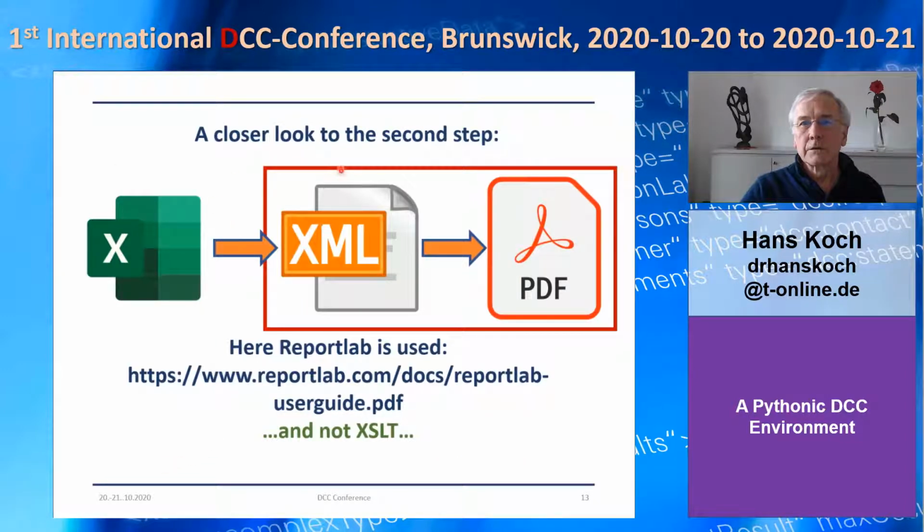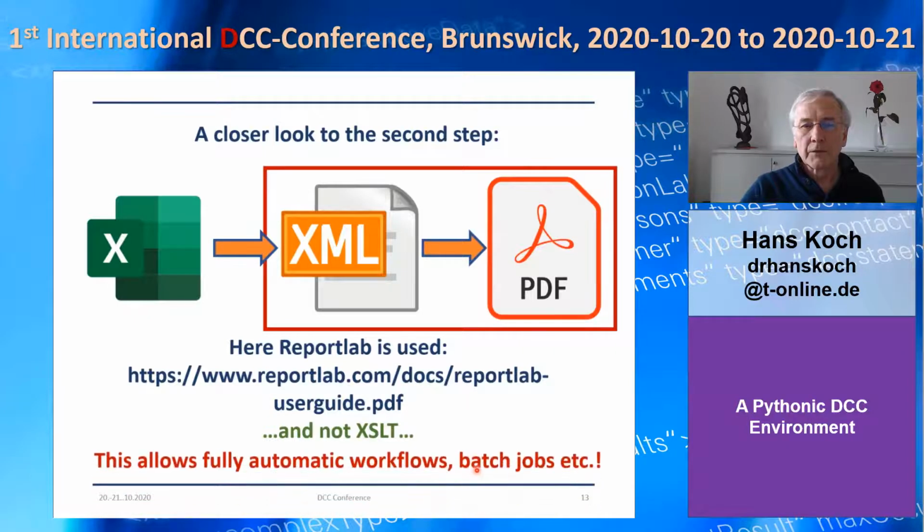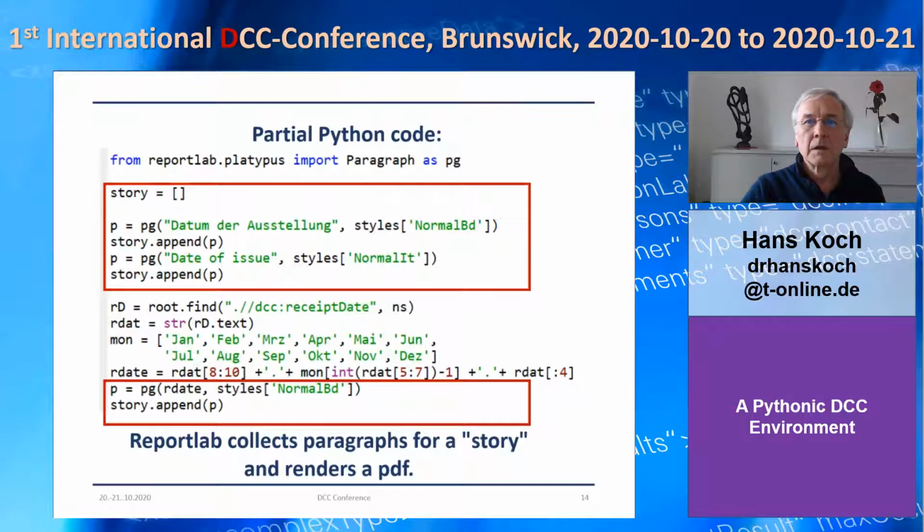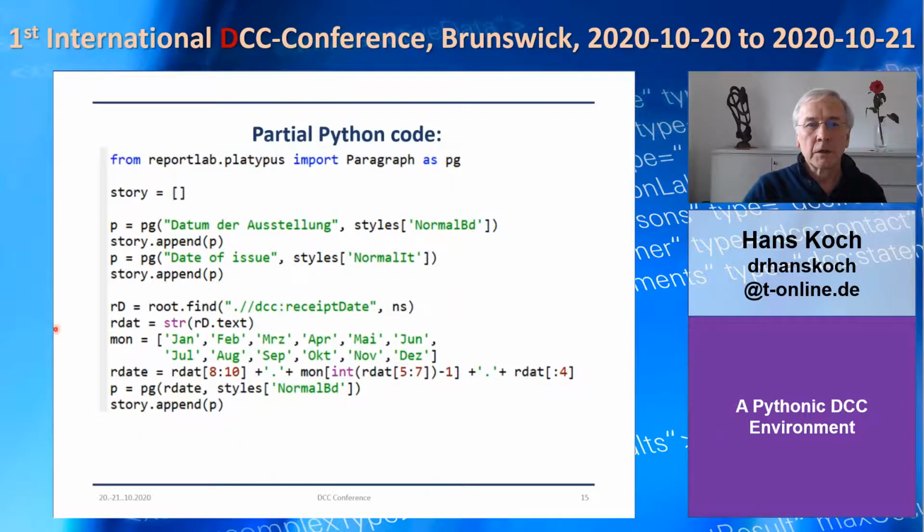So let's have a closer look at the second step. Here I use ReportLab and not XSLT. And this I do because this allows fully automatic workflows, for instance batch jobs and so on. Partial Python code of this is where I use ReportLab and I make a story, and the story is made out of paragraphs, and then this is rendered to a PDF. So this is the highlighted part, the part of the ReportLab, and in between we see how we enter data into this file.